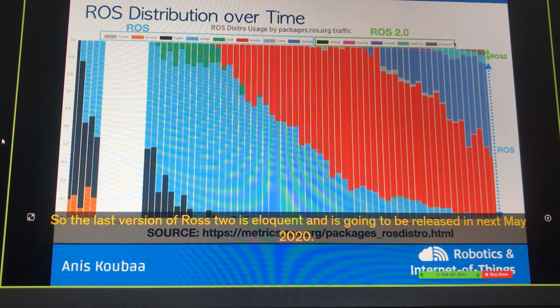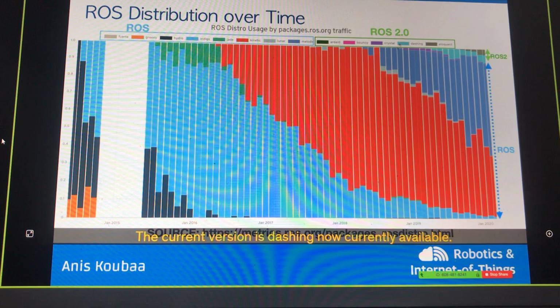So the latest version of ROS 2 is Eloquent, and it is going to be released in May 2020. The current version available is Dashing.